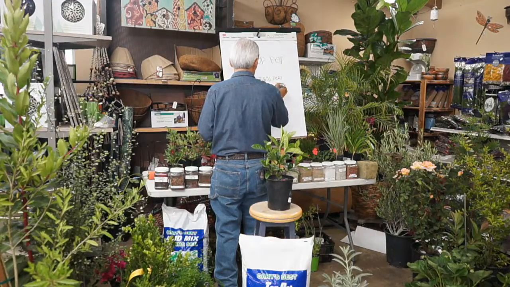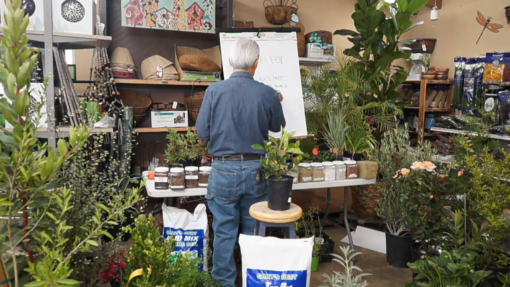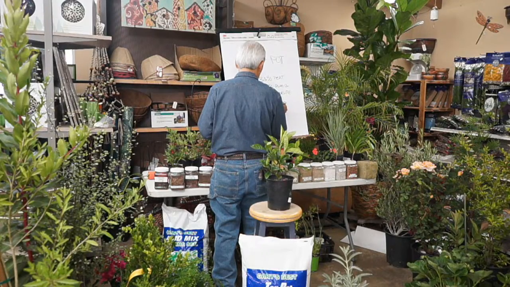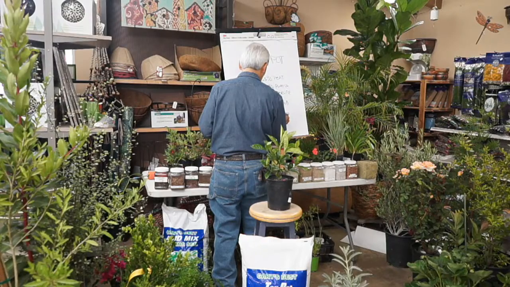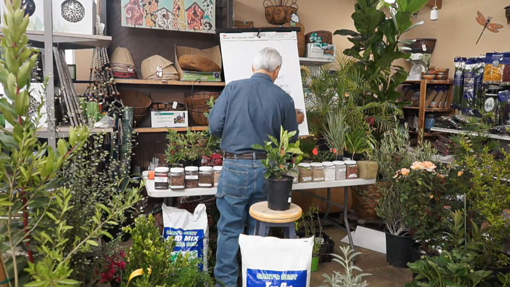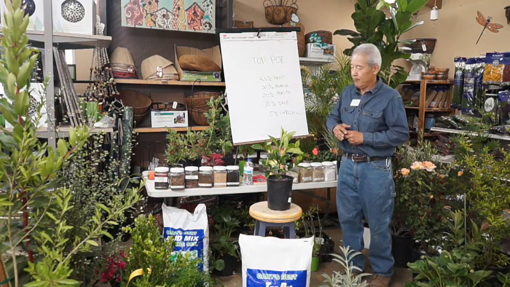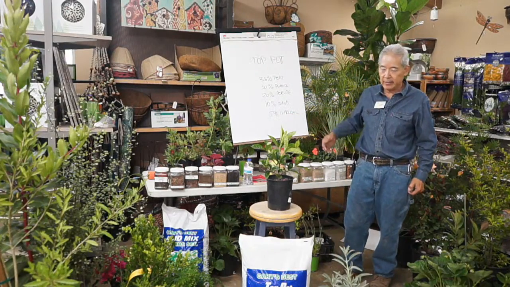30% humus, 20% perlite, 10% sand, 5% charcoal. So all these are inert materials, essentially mineral. I mean, charcoal is not mineral, but it's inert.